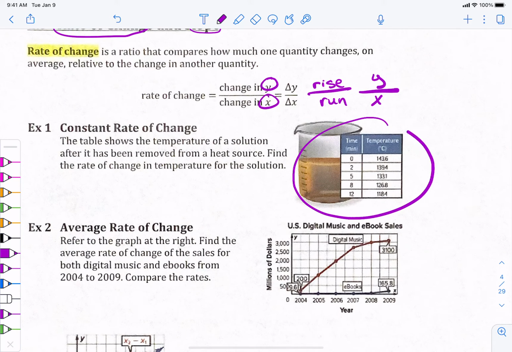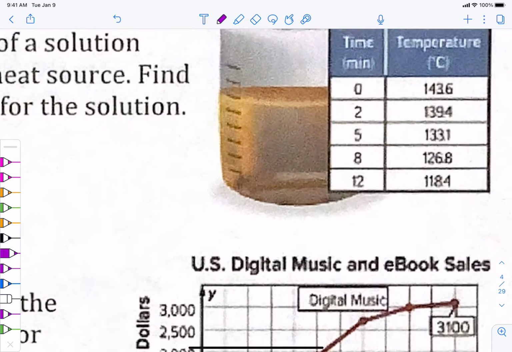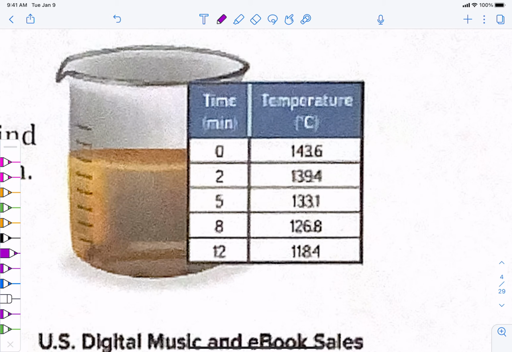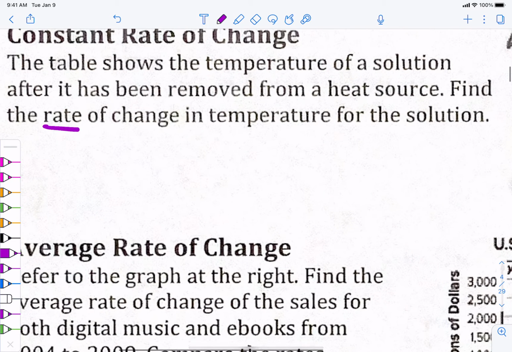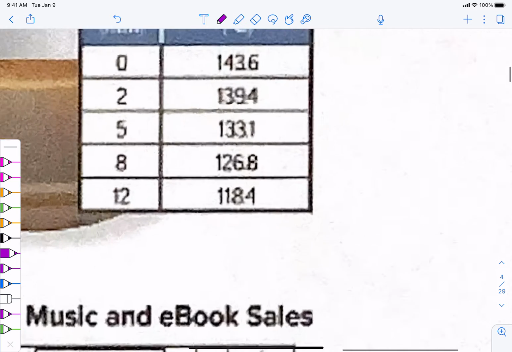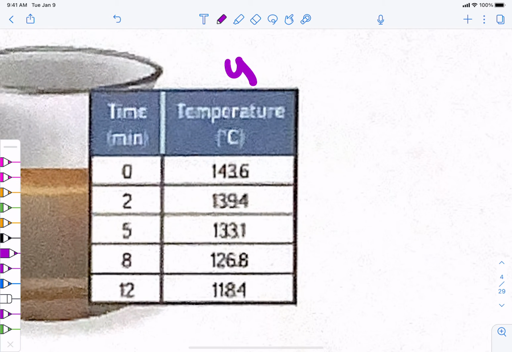It says the table over here shows the temperature of a solution after it's been removed from a heat source. So you heat this beaker up and then you take it off the heat, and what's going to happen to it? It's going to cool down, cool down, cool down. Find the rate of change. What's that mean again? The rise over run, the slope, in the temperature of the solution. Okay? So basically we're looking at the y variables, which is always the second one, over the x's, which is the time, right? The y is the temperature, the time is the x's, okay?